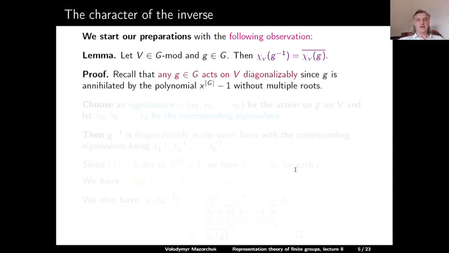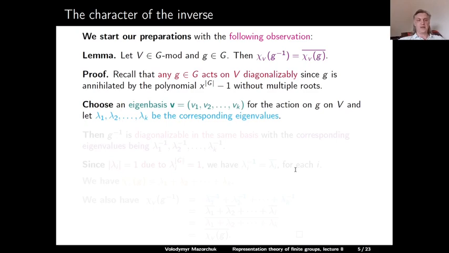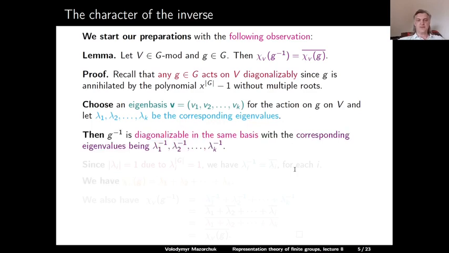Proof. Recall that any element in the group acts on V diagonalizably, since g is annihilated by the polynomial x to the power the cardinality of G minus 1, and this polynomial does not have multiple roots. So therefore, we can choose an eigenbasis for the action of g on V, which consists of elements v1, v2, and so on vk, and let lambda 1, lambda 2, and so on lambda k be the corresponding eigenvalues. Then the element g inverse is diagonalizable in the same basis, and the corresponding eigenvalues are simply the inverses of the eigenvalues of g. So these are lambda 1 inverse, lambda 2 inverse, and so on. However, since each lambda i has absolute value 1, because it is a root of this polynomial x to the power the cardinality of G minus 1, it follows that the inverse of lambda i is equal to the complex conjugate of lambda i. And this is true for each i.